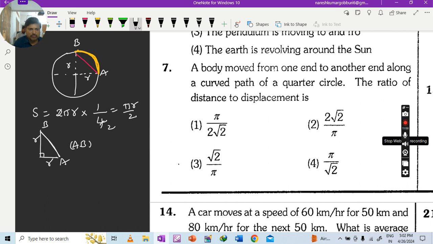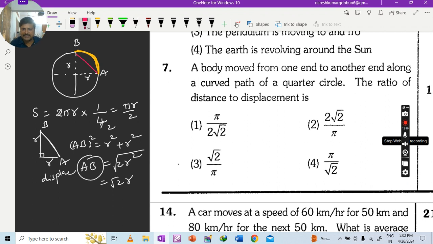That is AB whole square is equal to R square plus R square, that is equal to 2R square. From this AB is equal to root 2R square, that is root 2R. So this AB is nothing but the displacement. Then the ratio of distance to displacement: distance is pi r by 2 and displacement is root 2r. So that is pi r by 2 into root 2r. R gets cancelled. That is pi by 2 root 2. So option 1 is the right answer.